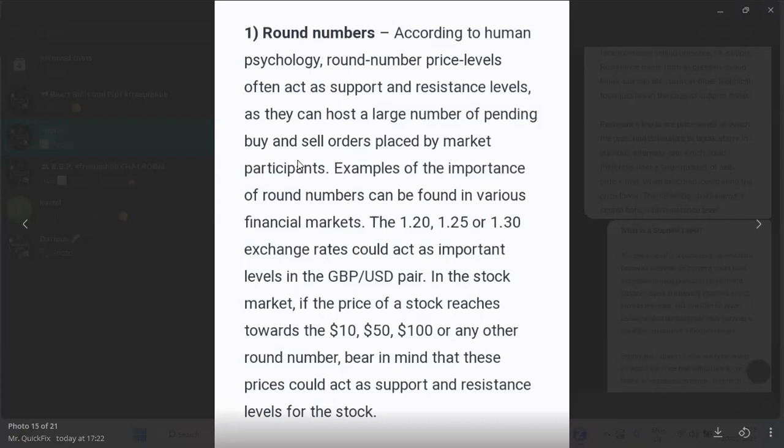participants. Examples of the importance of round numbers can be found in various financial markets: the 1.20, the 1.25, or the 1.30 exchange rates could act as important levels in the GBPUSD pair. Understand? So it's important to take note of these round and whole numbers when looking at the numbering of your tick movement on the charts, because these play key roles once they start agreeing with your higher time frame analysis and just overall your strategy. Because they could really take you a step further.